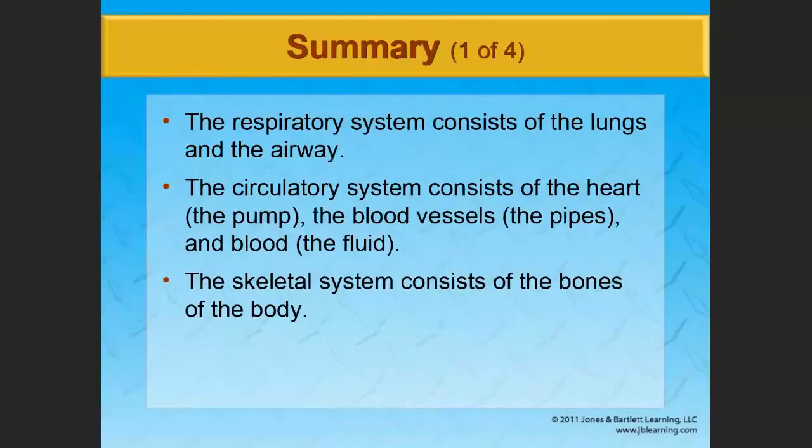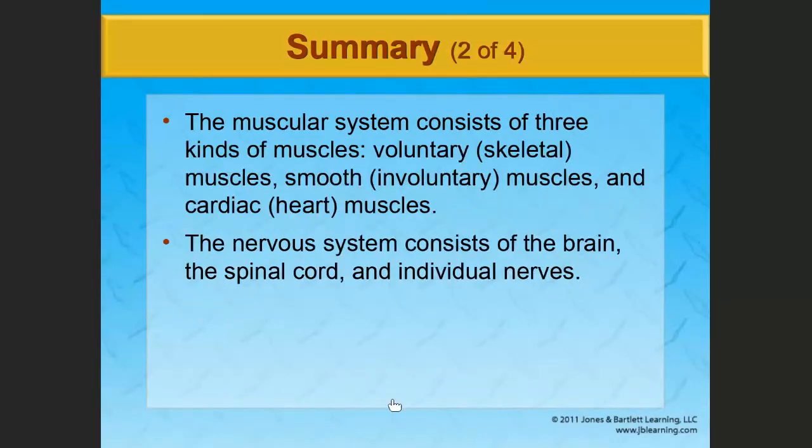All right, now in summary, the respiratory system consists of the lungs and the air passage or airway. The circulatory system consists of the heart, which is a pump, blood vessels, which are the pipes, and the blood, which is a fluid. The skeletal system consists of the bones of the body and the other structures.